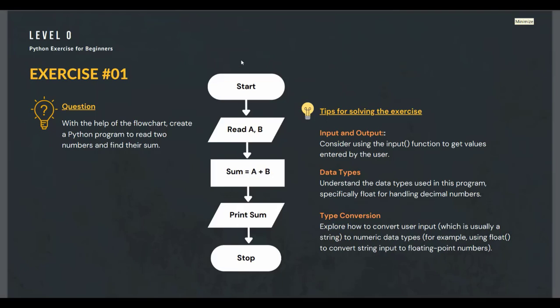So today we are going to start solving some Python programs for beginners. The first question that we have is this one: with the help of the flowchart, create a Python program to read two numbers and find their sum. We have one flowchart that can help us see how we can create this program that allows us to read two numbers and find their sum.